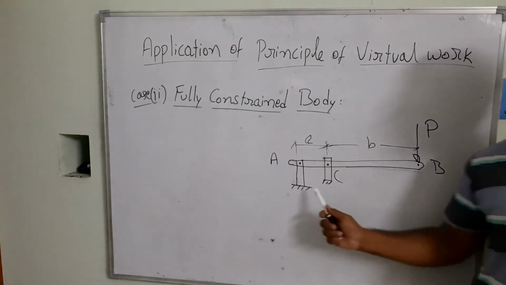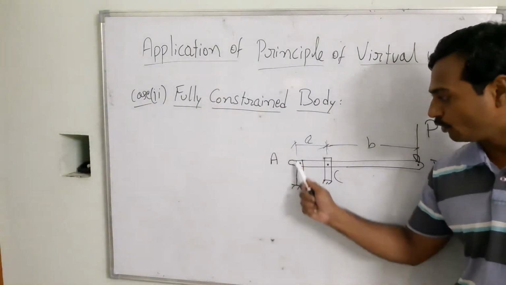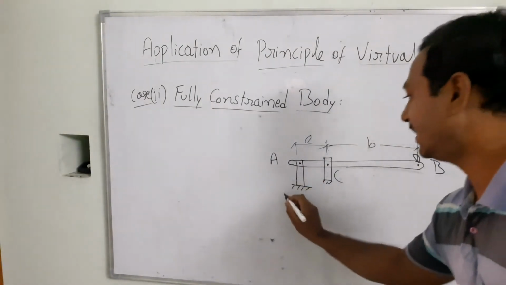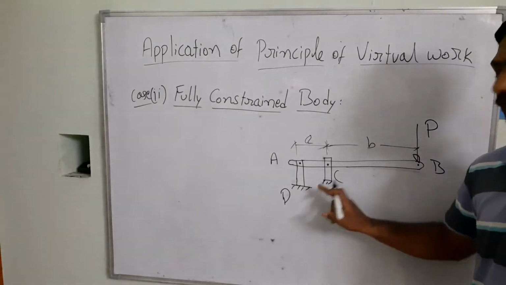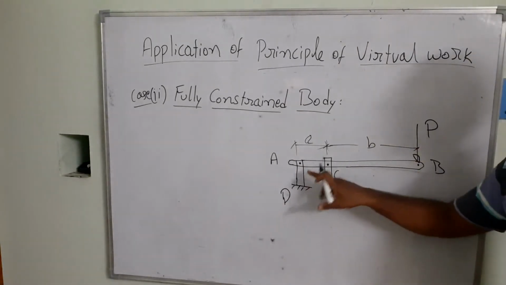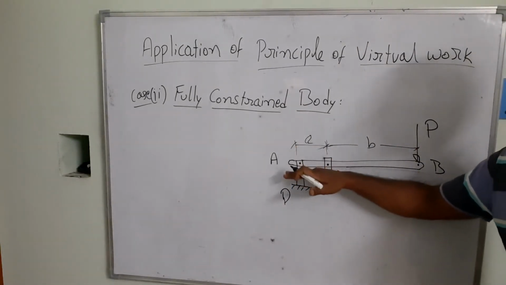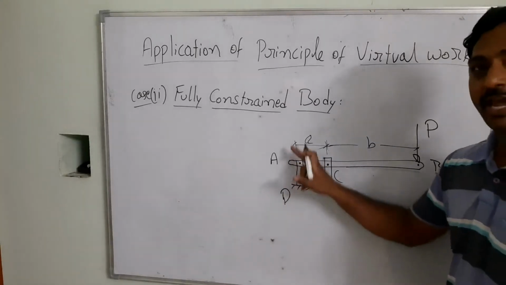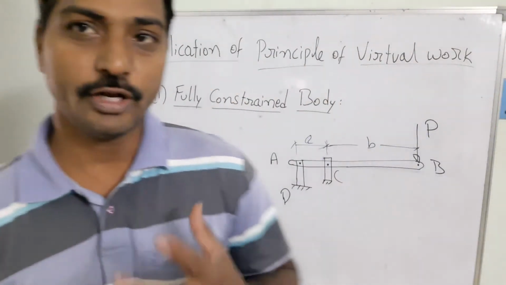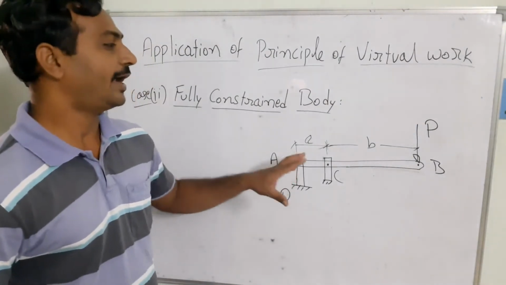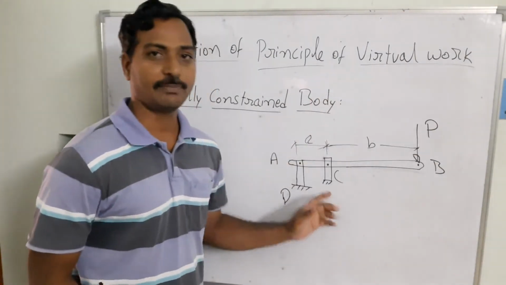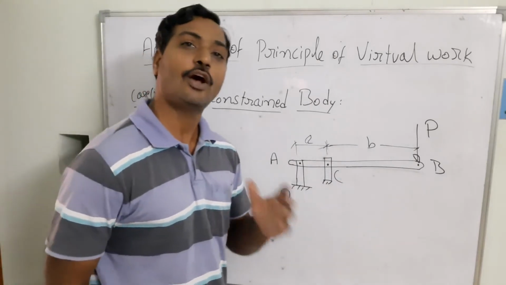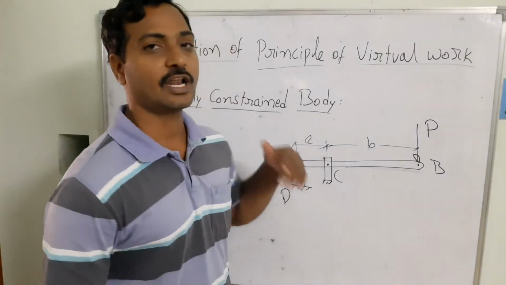But what I am going to do is apply one more support over here. Say AD is the one member I have added over here. Then what will happen? The rotational motion, or the moving up and downward direction of the bar, is going to be restricted by the AD. So now I am going to find out the virtual motions. Then what will happen? This is completely constrained. That means fully constrained means the body cannot move in the downward direction or upward direction.